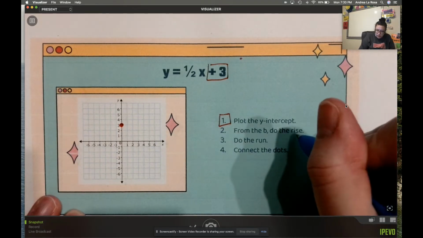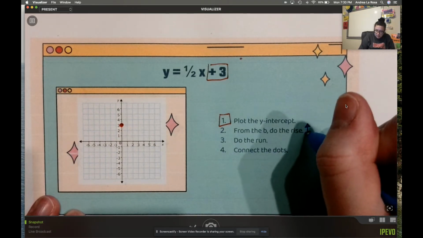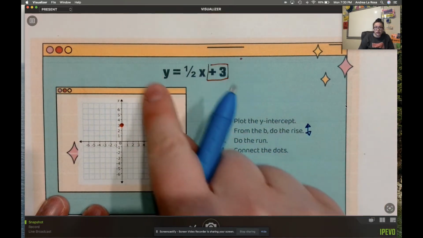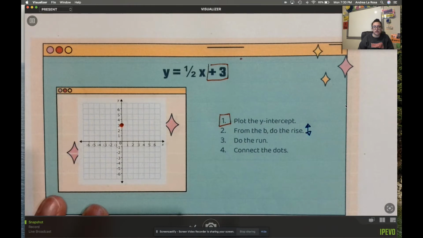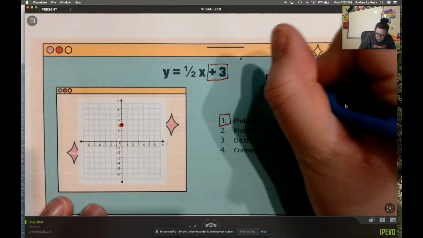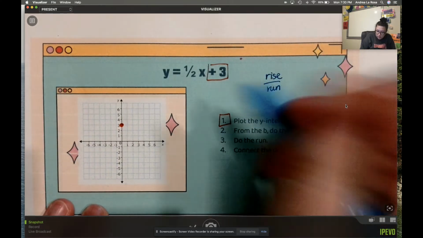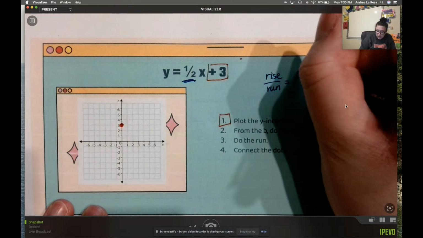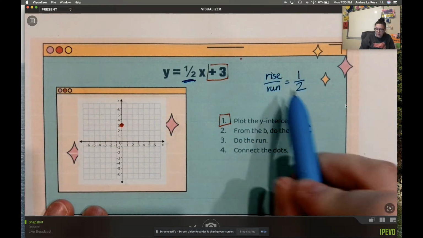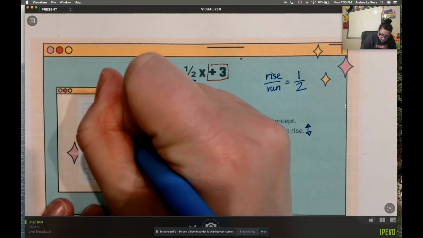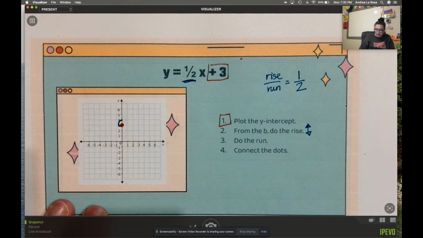Next, I want to do the rise. Remember, rise is how far up or down we go. In this equation, what is my rise? Remember, it's rise over run for my slope. My slope is the number in front of the x. So here, I see my slope is 1/2. That means my rise is going to be 1. So I go up 1 space.